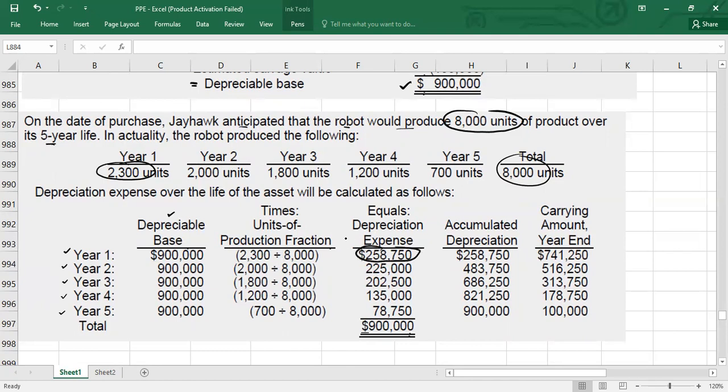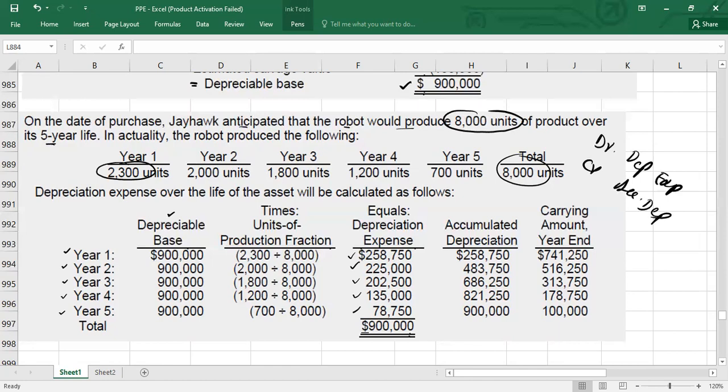Each year, of course, in the income statement, you will record this depreciation expense as an expense. And what entry will you pass? You will pass debit depreciation expense and credit accumulated depreciation.